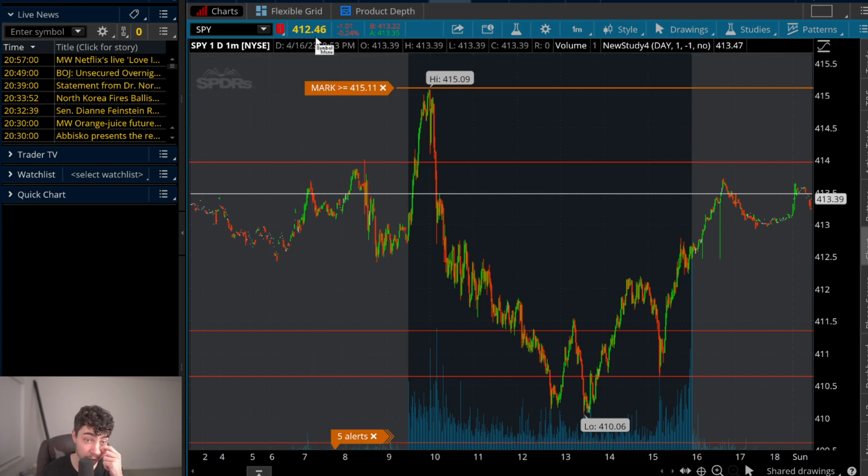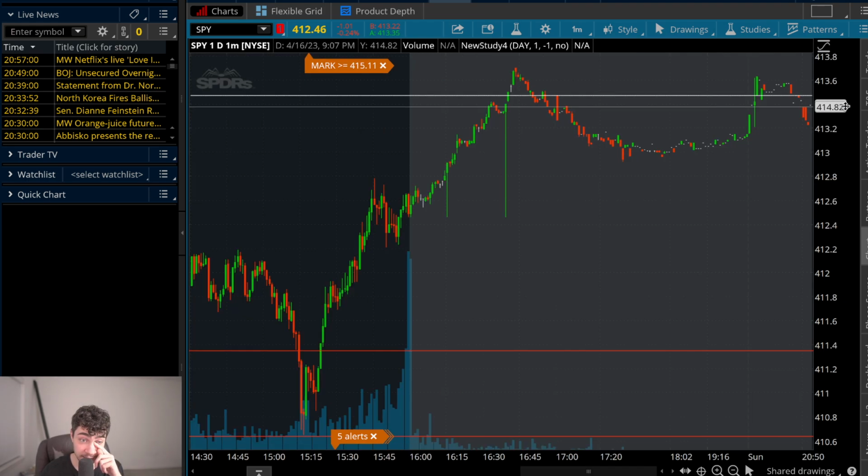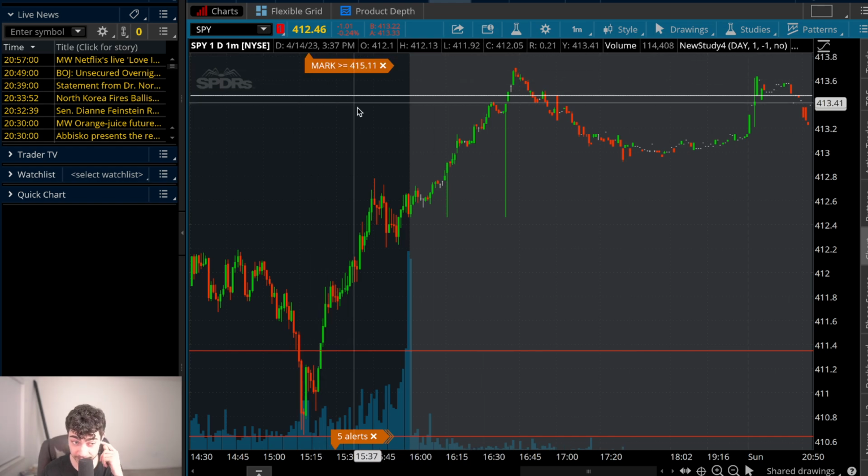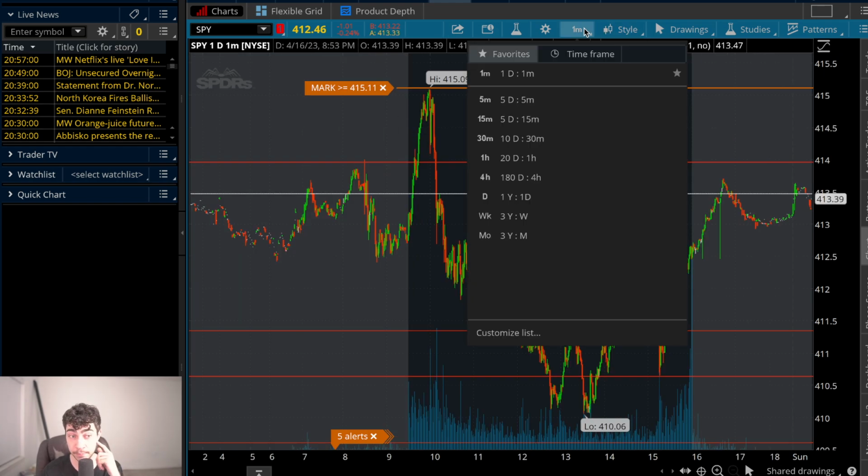412.46, this is the previous closing price. As you can see, the SPY is starting to have a small gap up. 412.46 is going to be make or break support.